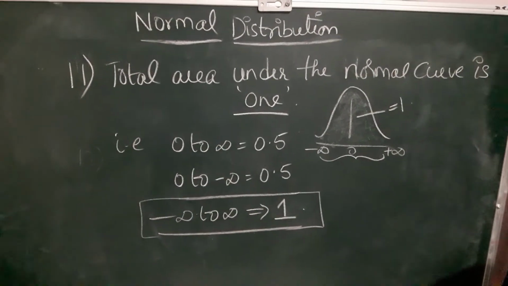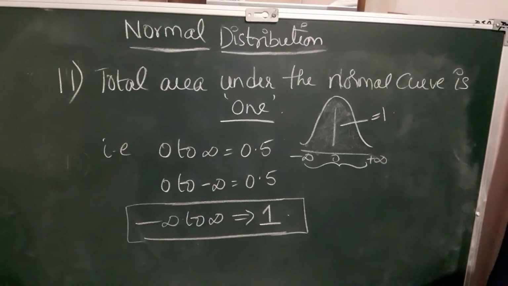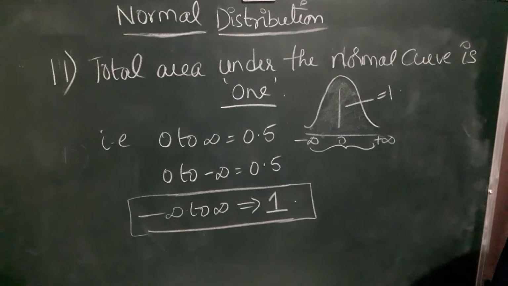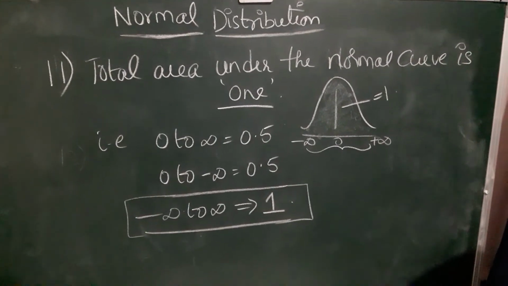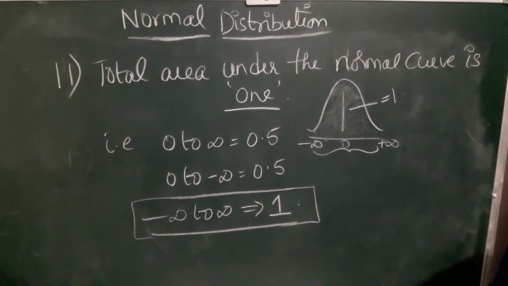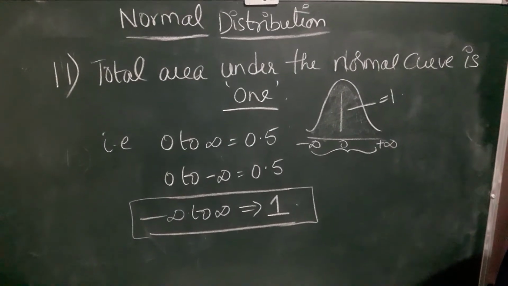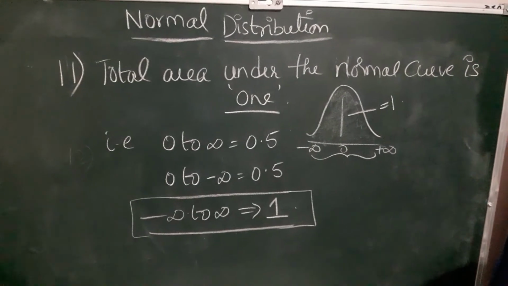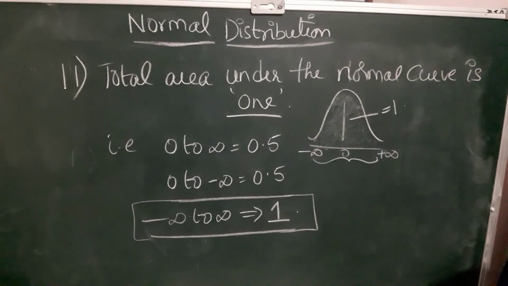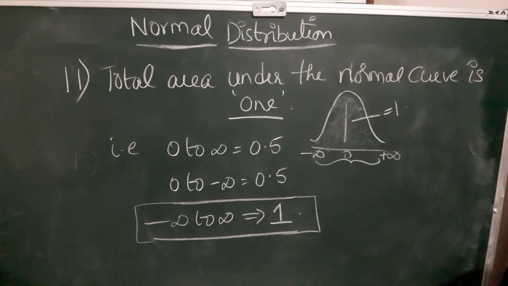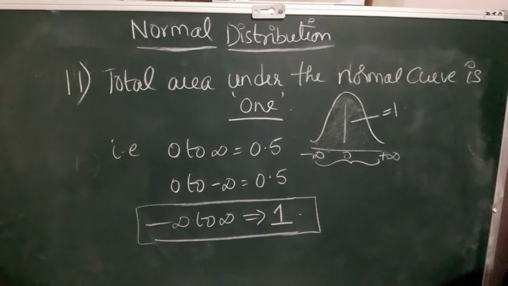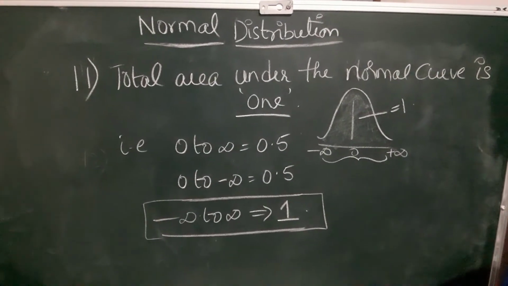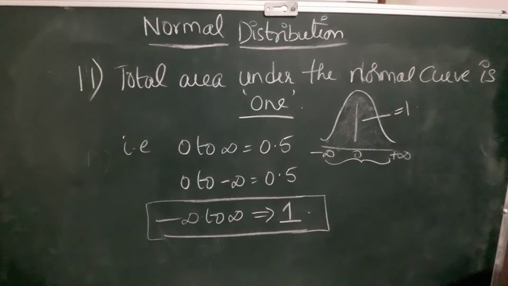Now look at the next property, property number 11. The total area under the normal curve is always equal to 1. At the right side I have drawn the normal curve. Generally in a normal curve, the values lie within plus or minus 3 sigma limits, isn't it? Initially, I showed you the normal probability curve. The probability is equal to 1 between minus 3 and plus 3 sigma, right?